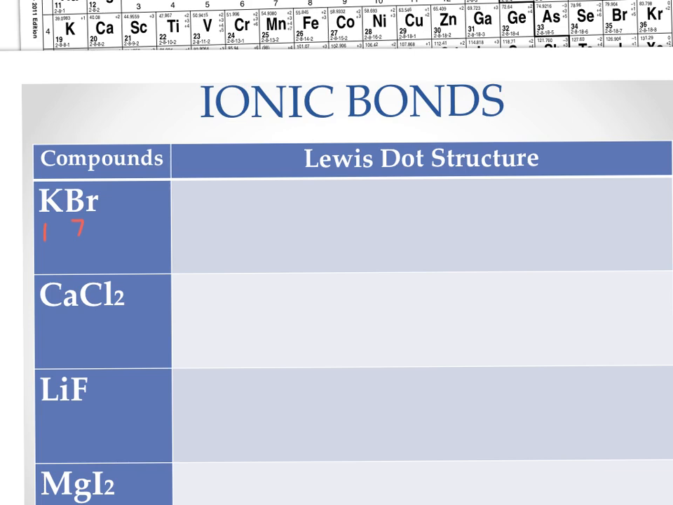So to write the Lewis dot structure, remember we first write down the symbol. So we're going to write down K, and we're going to write down Br over here. Okay, and remember that because K has given away its valence electron, it would actually have no valence electrons around it, and that we will now have a charge of a positive 1. So we're going to write K with a bracket and just put a positive sign to indicate a positive 1.